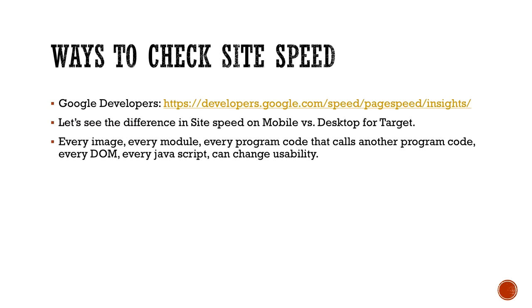So there are different ways to check for site speed, which is a very, very important thing. One, of course, is through Google developers, which I think is absolutely brilliant. You can just go to developers.google.com/speed/pagespeed/insights to take a look at it. Now, if you look at the difference in site speed on mobile versus desktop for target.com, we'll look at the Target website, and we'll look at the site speed on mobile versus desktop.